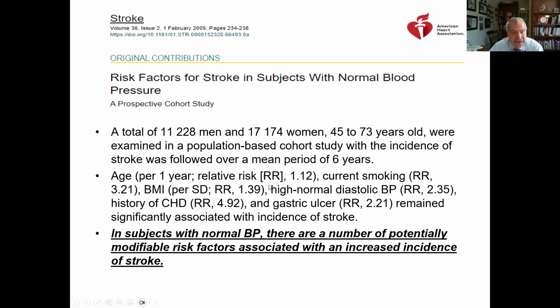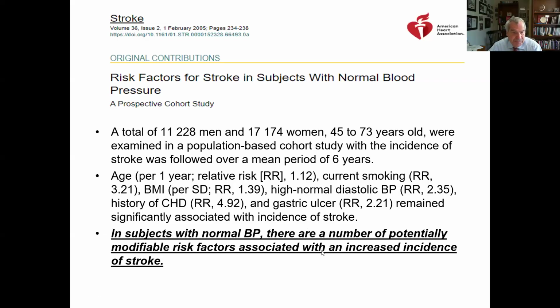So they determined that age had a relative risk of 1.12. There was some 30 years, just about 3 decades of life. Being a current smoker had a relative risk of 3. Body mass index was 1.4. A high diastolic blood pressure, relative risk 2.3. A history of coronary heart disease, relative risk of almost 5, and gastric ulcer, relative risk of 2. Those remain significant in the incidence of having a stroke.